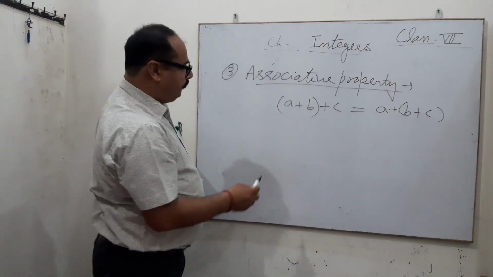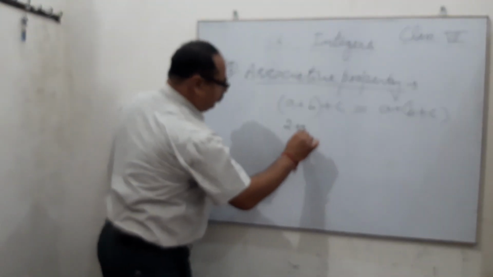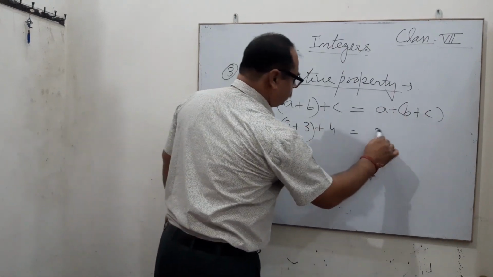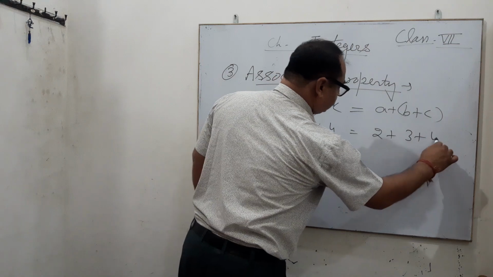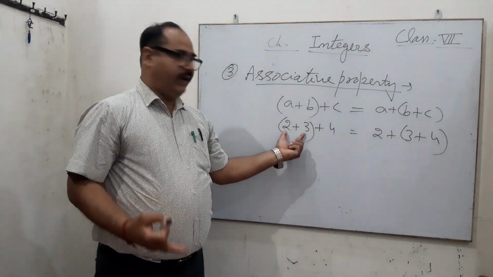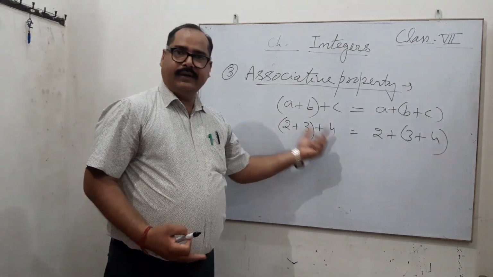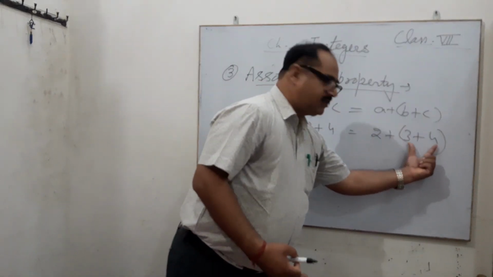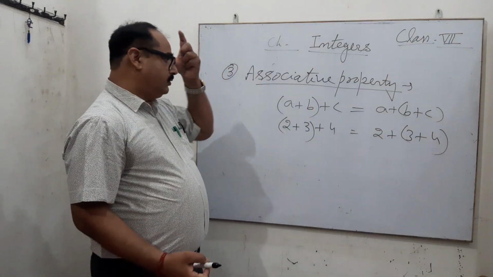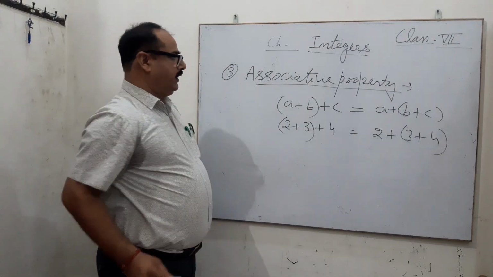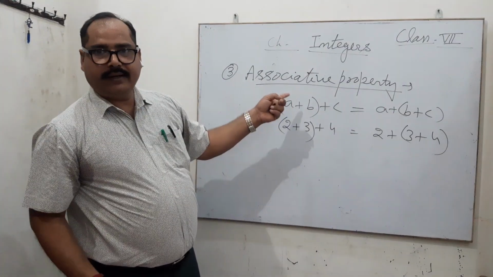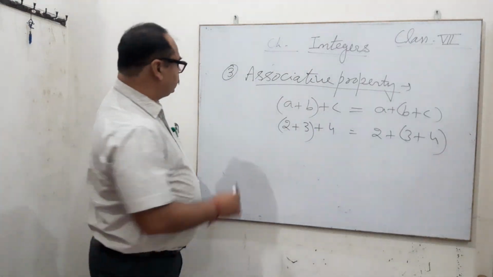Let's see with the help of one example. It means (2 plus 3) plus 4, and here 2 plus (3 plus 4). So check it. 2 plus 3 is 5, and 5 plus 4 is 9. Here 3 plus 4 is 7, and 7 plus 2 is 9. So this is called associative property. If we change the pairing, then their answer remains the same.